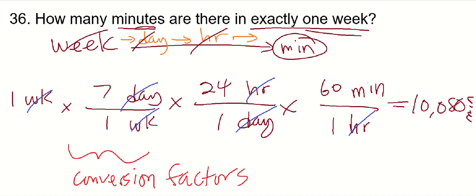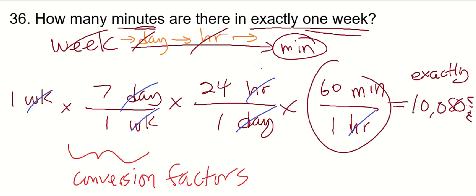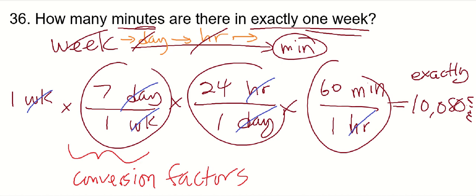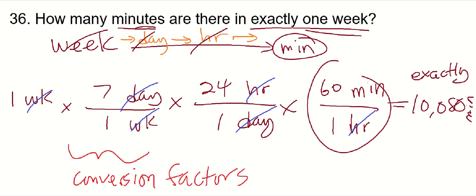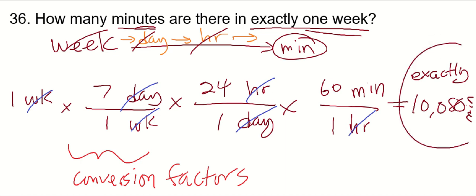If you want to, you can say exactly. That's what they're giving you. None of these conversion factors have limited significant figures, they have unlimited significant figures. And it's saying exactly 1 week, so you can tell them right back exactly 10,080 minutes. So there's our final answer.